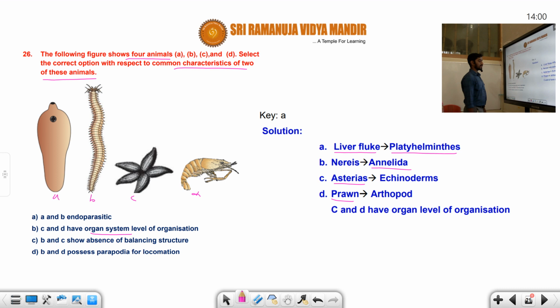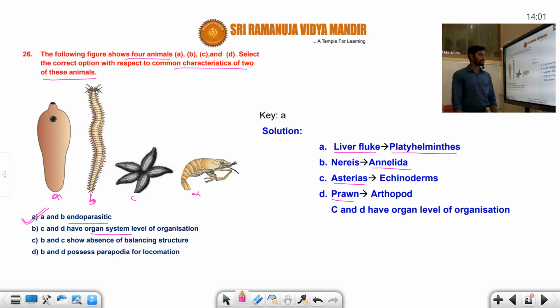And here you can see the correct option, they are asking about what is common. A is the correct option, students, because here a liver fluke is endoparasitic in nature, and Nereis is also endoparasitic in nature. So our correct option for the 26th is A. I hope you understand this, right?